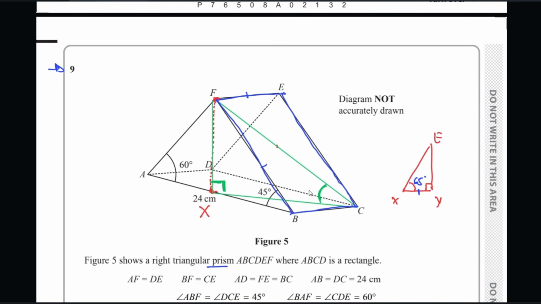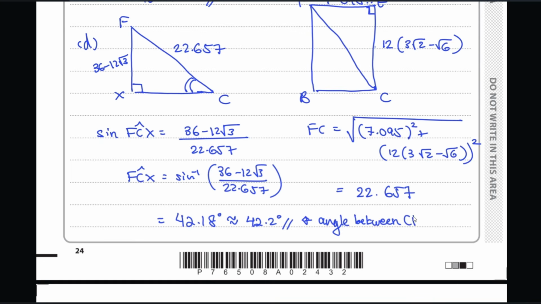The line CF and the plane ABCD: 42.2 degrees. That's the angle between CF and the plane ABCD. That's the end of question 9.